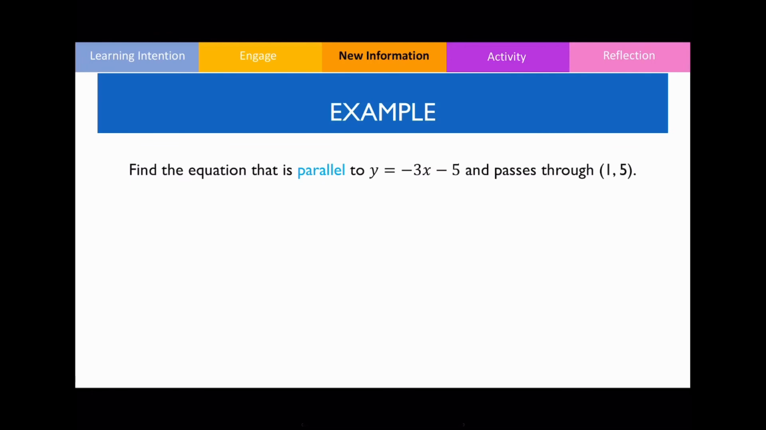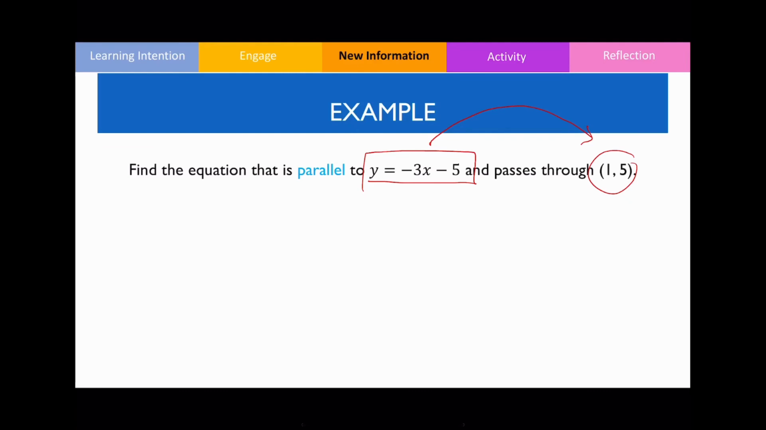So for this example over here, you're trying to find the equation that's parallel to this one, and it's saying that your parallel line passes through this coordinate. It's not saying that this equation passes through this coordinate. It's the one that's parallel to it that passes through that coordinate, okay?